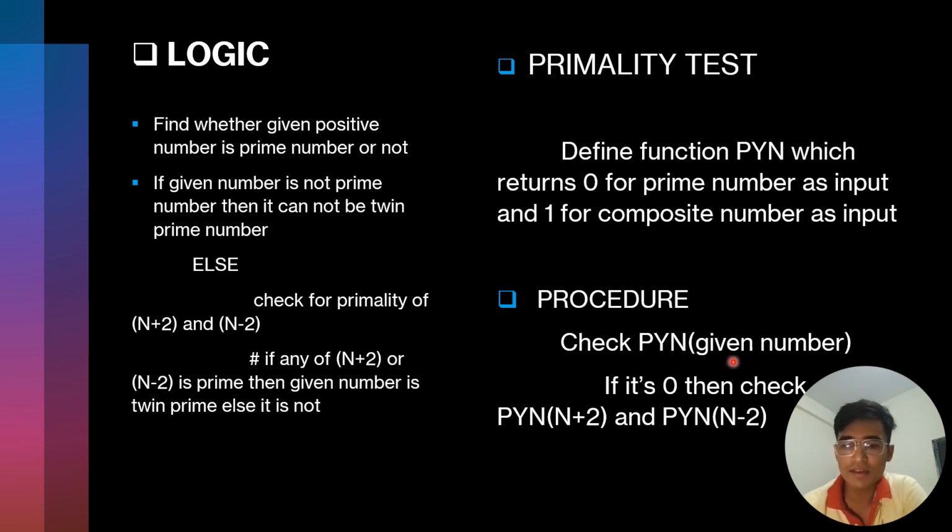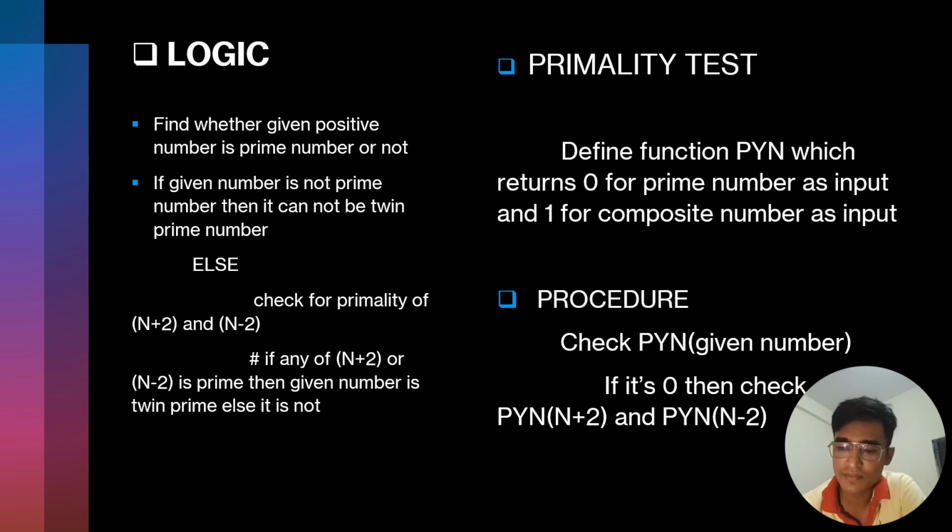If pyn of the given number is 1, that means the given number is a composite number, so it cannot be prime. If pyn of the given number is 0, that means the given number is a prime number, so we will check the primality. We will check whether n plus 2 or n minus 2 is a prime number. So how will we check whether n plus 2 or n minus 2 is a prime number? We will check using the pyn function which we have defined.